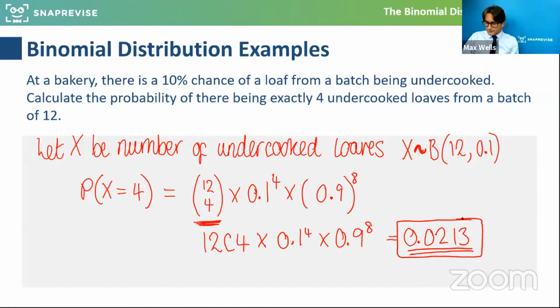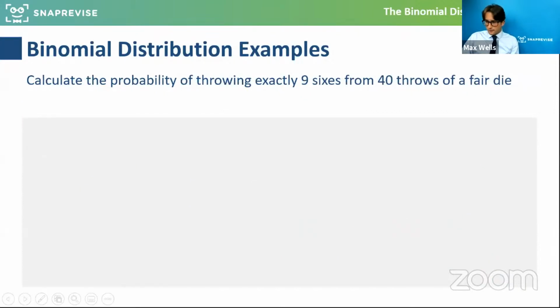So let's keep going. We'll look at another example here. So this one, it says let X, and we're going to say it's a six-sided dice. So calculate the probability of throwing exactly 9 sixes from 40 throws of a fair die. So what I'm going to do is say, let's let X be the number of sixes thrown.